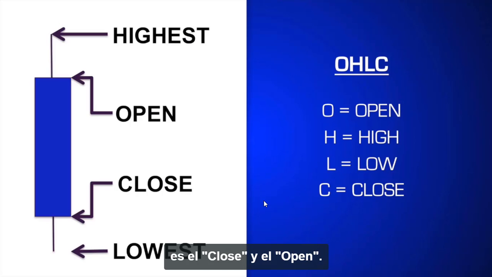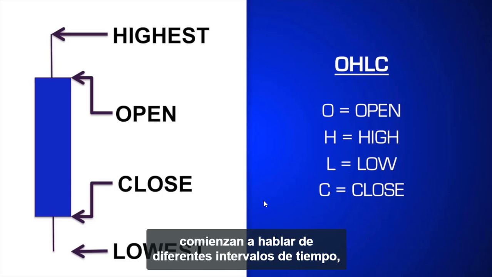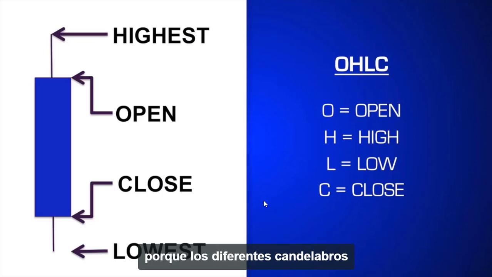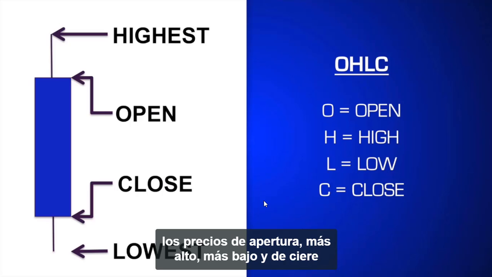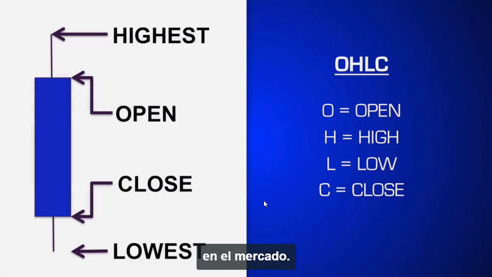and the open. So the open stands for where did the candle first begin? Where did it actually open up? What was its opening price? And the close was, what was its closing price? This is important when you start talking about different time frames because different candlesticks take a certain amount of time to form. Some can form in 5 minutes, some can form in 1 week. Depending on the chart you're looking at is going to determine when it actually closed, but this OHLC will tell you the actual open, high, low, and close prices in the market.